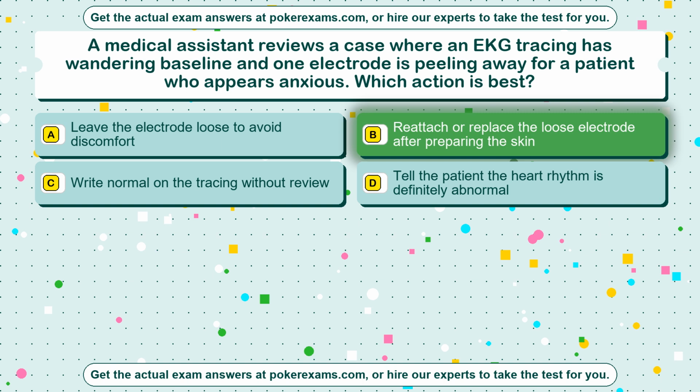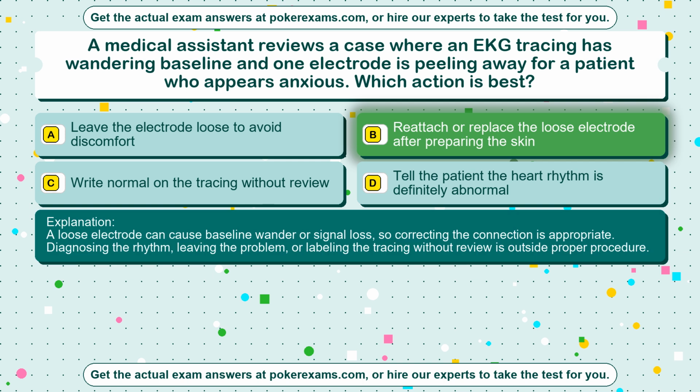The correct answer is option B, reattach or replace the loose electrode after preparing the skin. A loose electrode can cause baseline wander or signal loss, so correcting the connection is appropriate. Diagnosing the rhythm, leaving the problem, or labeling the tracing without review is outside proper procedure.